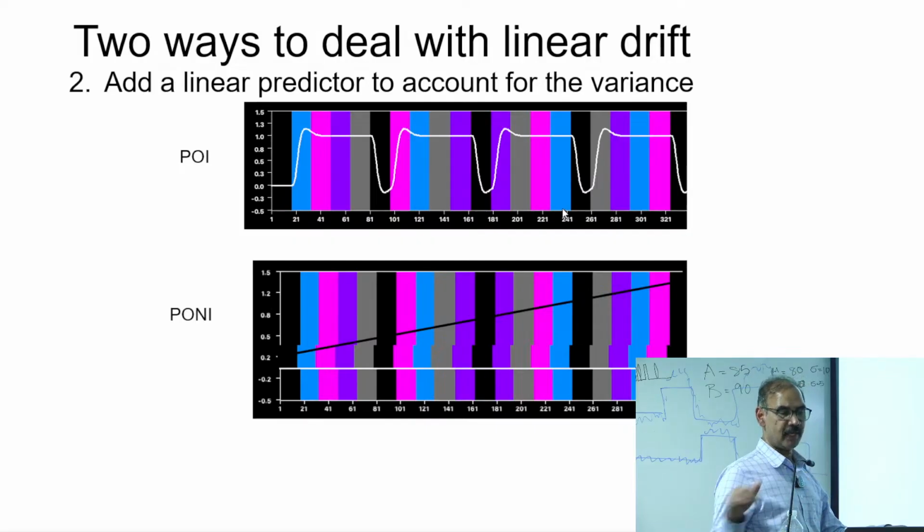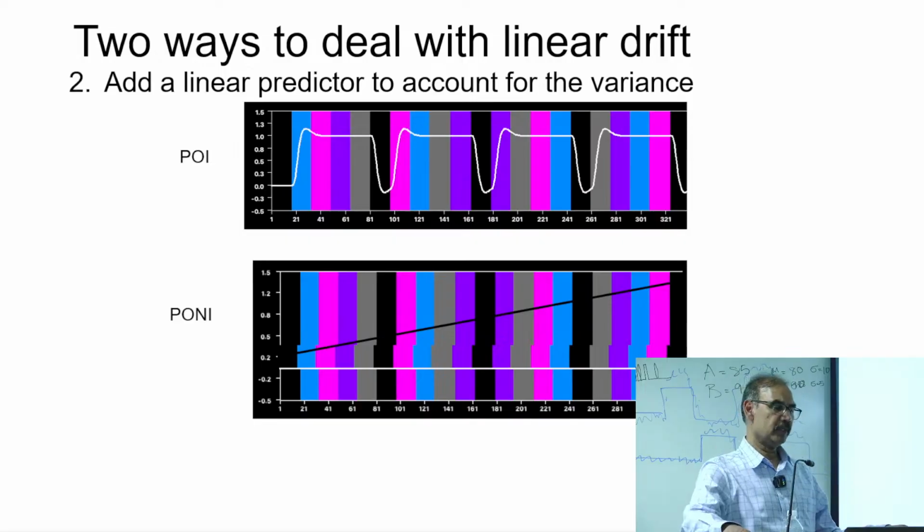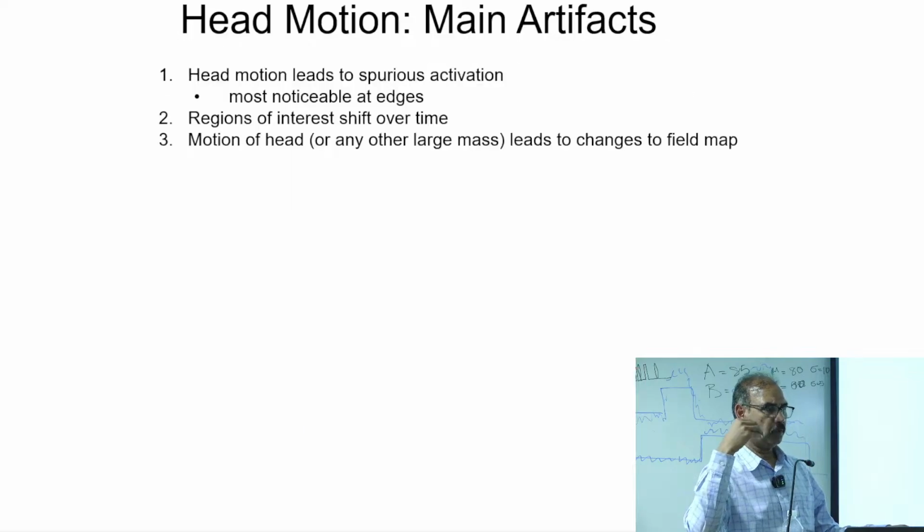And as I have said, when you have head motion, the easiest way to know if there is motion is to look at the edges. And if your activation, in addition to lighting up some region, is lighting up the edge of the brain, then it's very likely that this data has head motion, right?